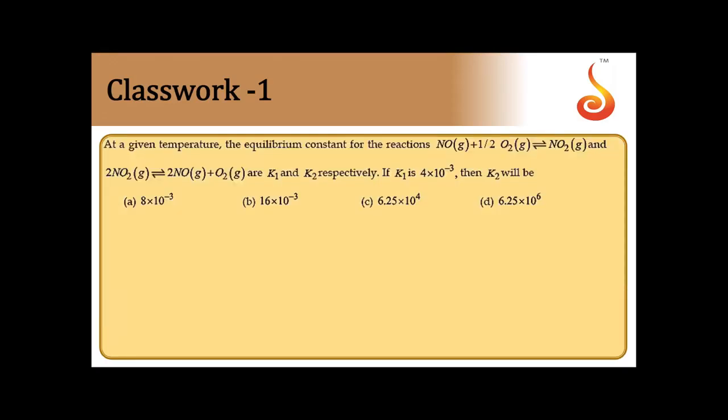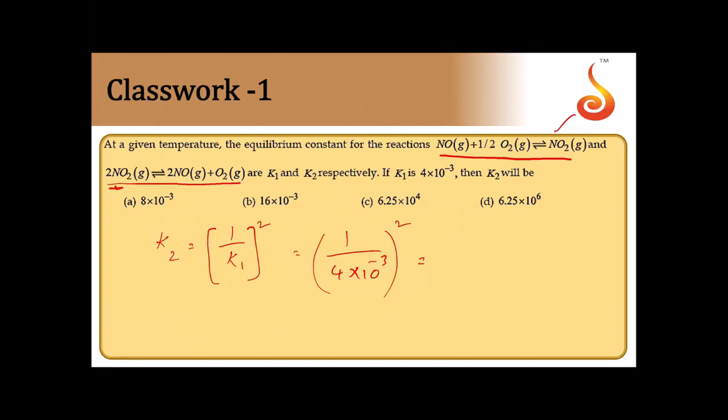Here, the second equation is the reverse of the first equation because the products became the reactants now. So it is a reverse of the first equation as well as multiplied throughout by 2. Therefore, the new equilibrium constant will be the inverse of the first equilibrium constant and then squared, because it is multiplied throughout by 2. So K2 will be equal to 1 by K1 squared, which is 1 by 4 into 10 to the power of minus 3, the whole square.